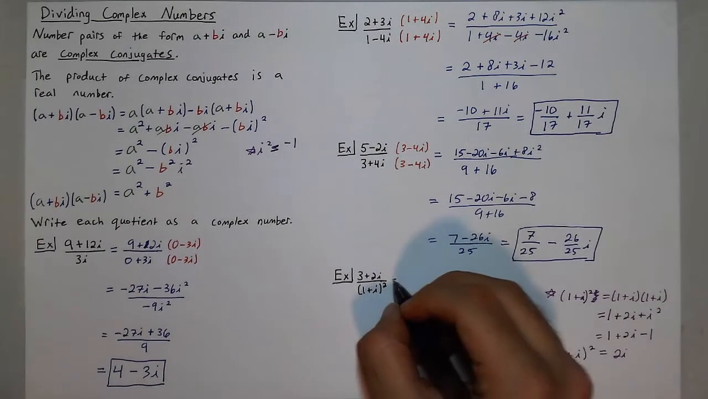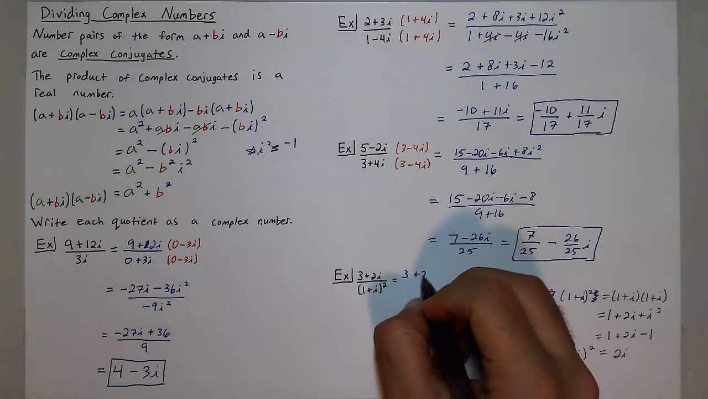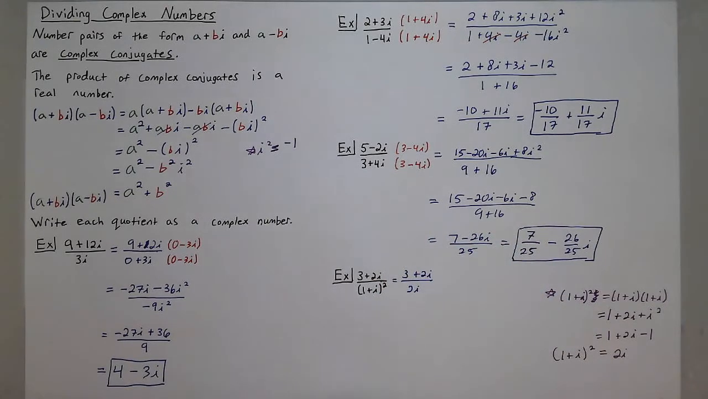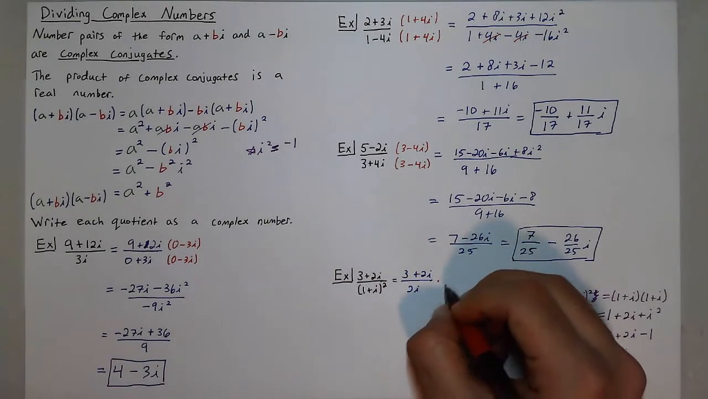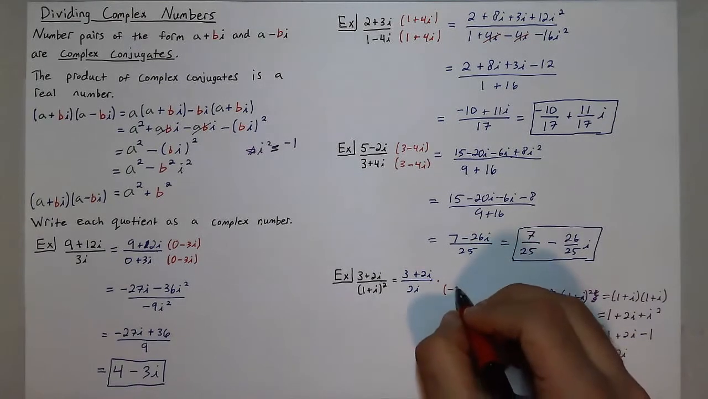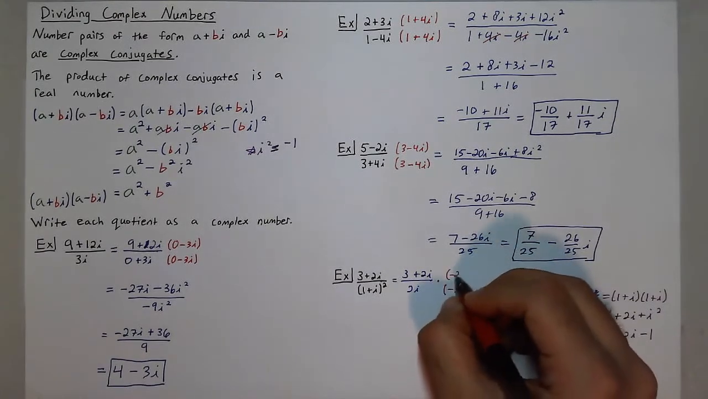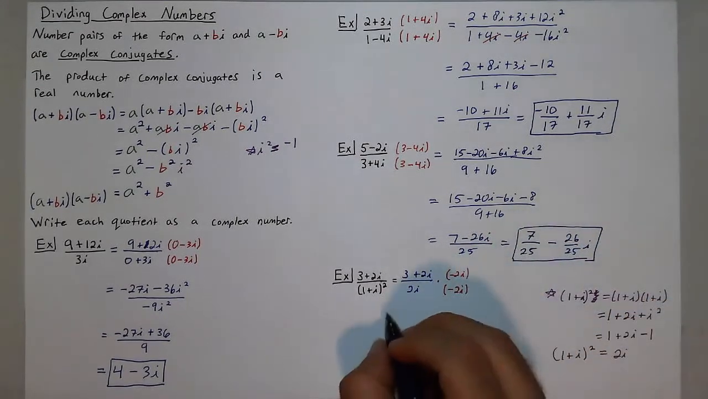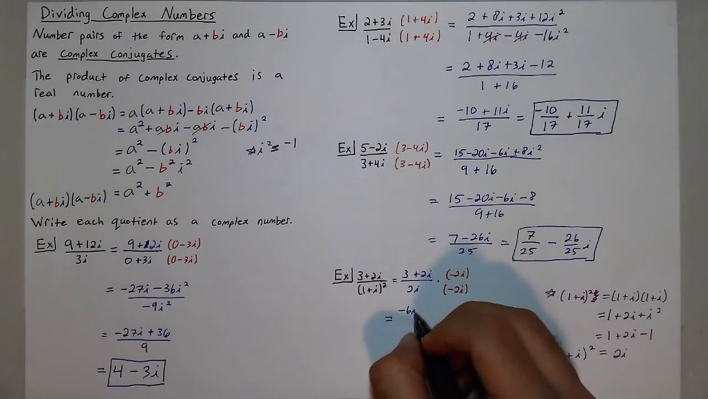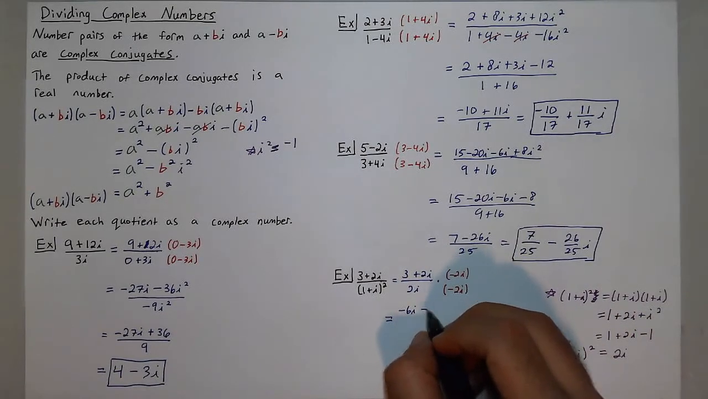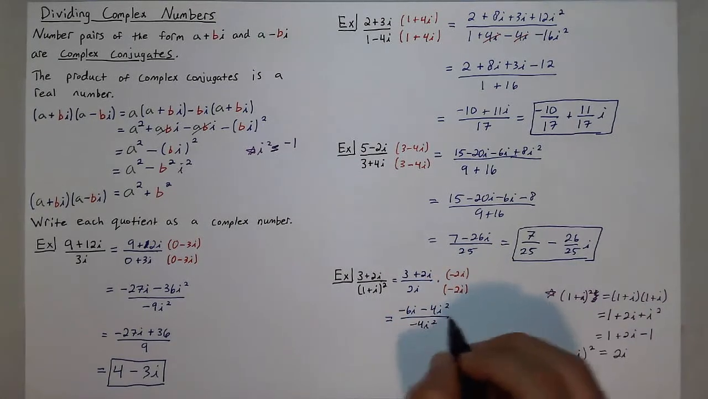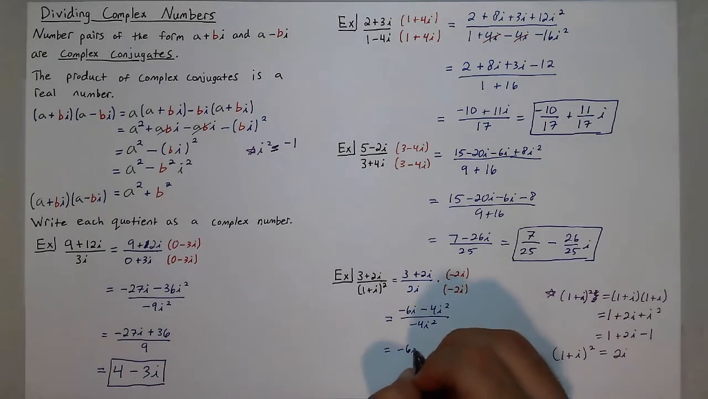So for this problem, I'm going to be dividing 3 plus 2i over 2i. Again, I'm going to multiply by the denominator's complex conjugate to get rid of the i down there. So I'll multiply by negative 2i into my numerator and my denominator. And then my numerator becomes negative 6i minus 4i squared, all over negative 4i squared. i squared is negative 1, giving me negative 6i plus 4 all over 4.